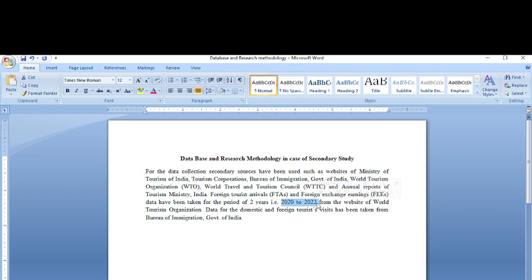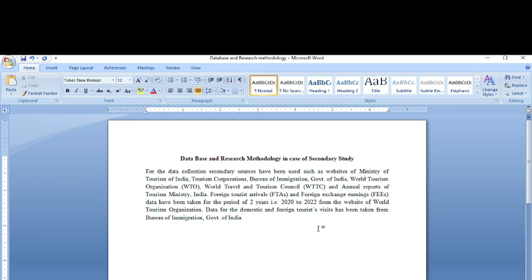For the data collection, secondary sources were used such as the website of the Ministry of Tourism of India, Tourism Corporation, Bureau of Immigration, Government of India, World Tourism Organization. The data was also taken from the World Travel and Tourism Council, annual reports of the Tourism Ministry. Foreign tourist arrival and foreign exchange earning data was collected for a period of 2 years, 2020 to 22, in order to know what has been the impact on the foreign exchange as a result of the foreign tourists not coming to India during the COVID period, when the flights were banned.